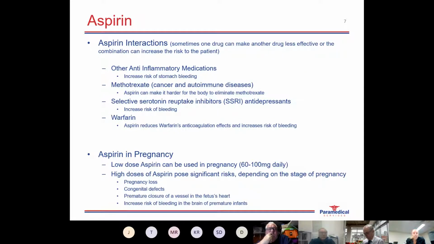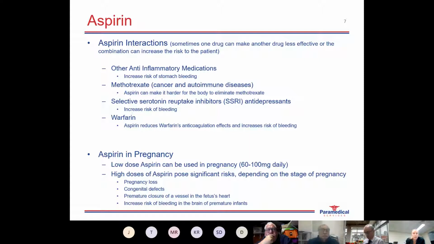Okay, so aspirin interactions. What aspirin interactions are is when we give a drug that can actually make another drug less effective, or the combination of the drug that we give to the patient along with other drugs that they're already taking could increase the risk of effects to the patient. So a few of those that I've listed are other types of anti-inflammatory medications, and that's because they increase the risk of stomach bleeding.